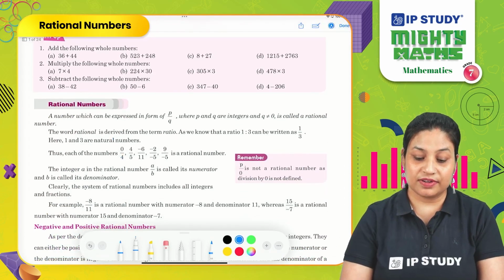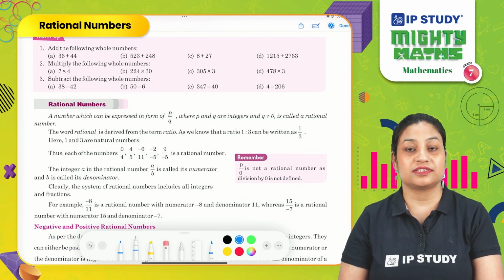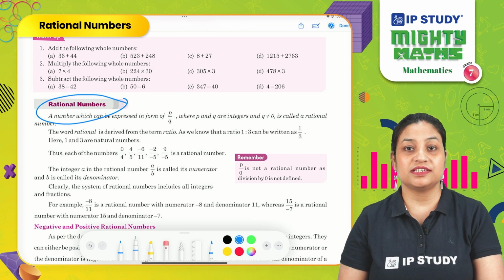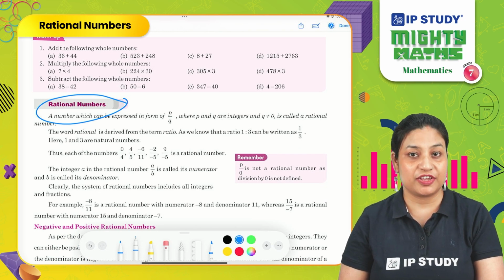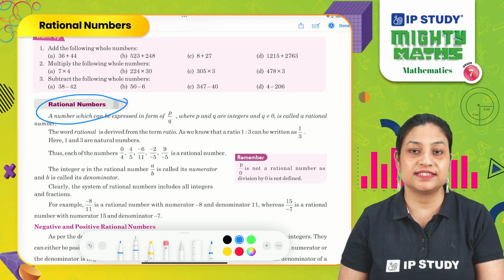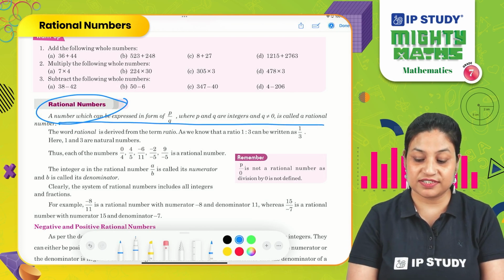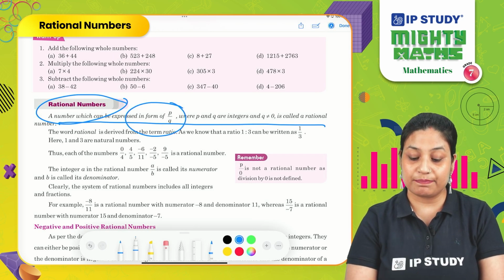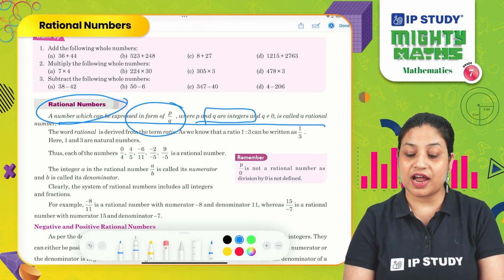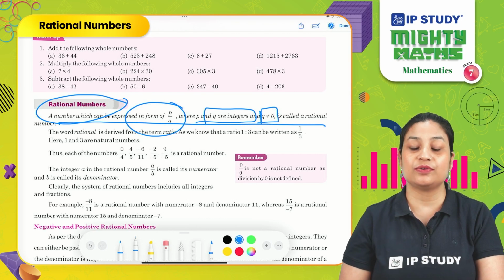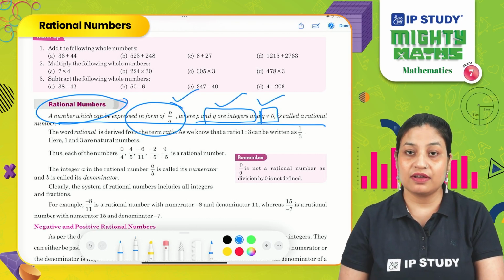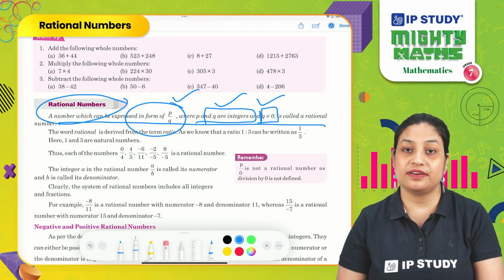So, students, let's discuss what are rational numbers. Rational numbers are the numbers that can be expressed in the form of p by q, where p and q are integers and q should not be equal to 0. So here the definition is written: the numbers that can be expressed in the form of p by q, where p and q are integers and q should not be equal to 0. These are the three important terms that you have to remember whenever you are defining rational numbers.